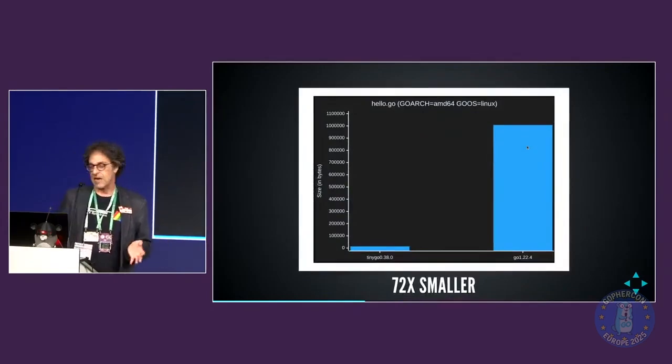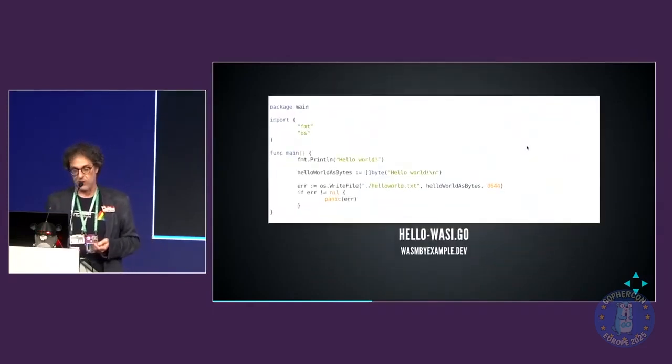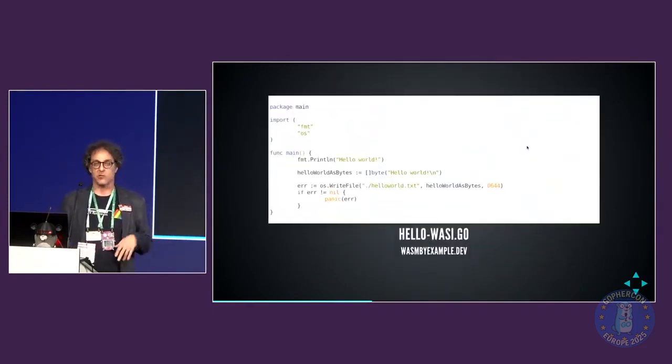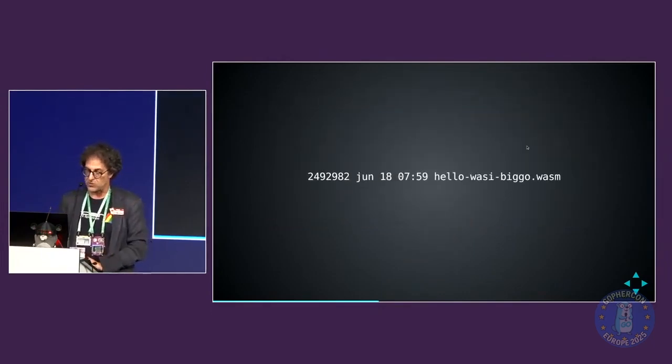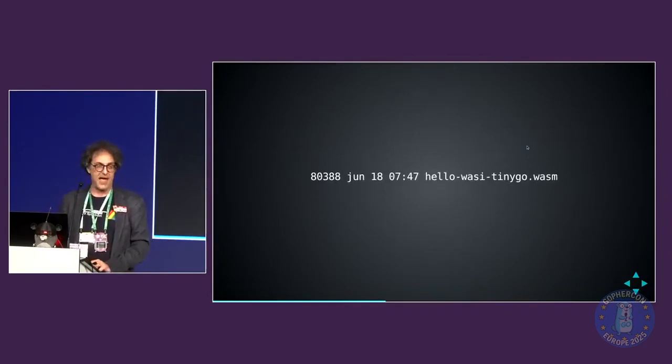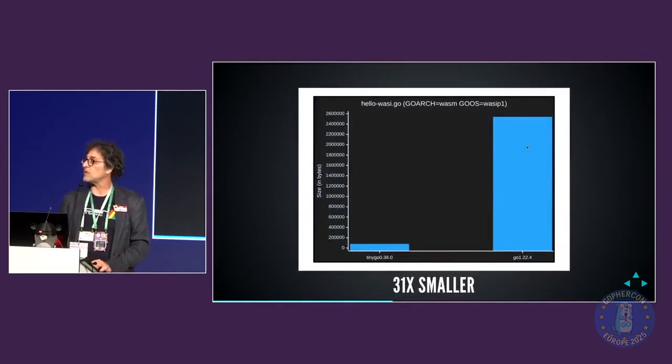All right, so that's kind of a trivial example. Let's take something a little more interesting. It brings in the fmt package, which means it needs reflection. Bring in the OS package. This time, we're going to compile this code for a WebAssembly target with WASI P1, WASI Preview 1. So BigGo, about 2.5 megabytes in size. TinyGo 80K, about 31 times smaller. When we say tiny, we mean like tiny.